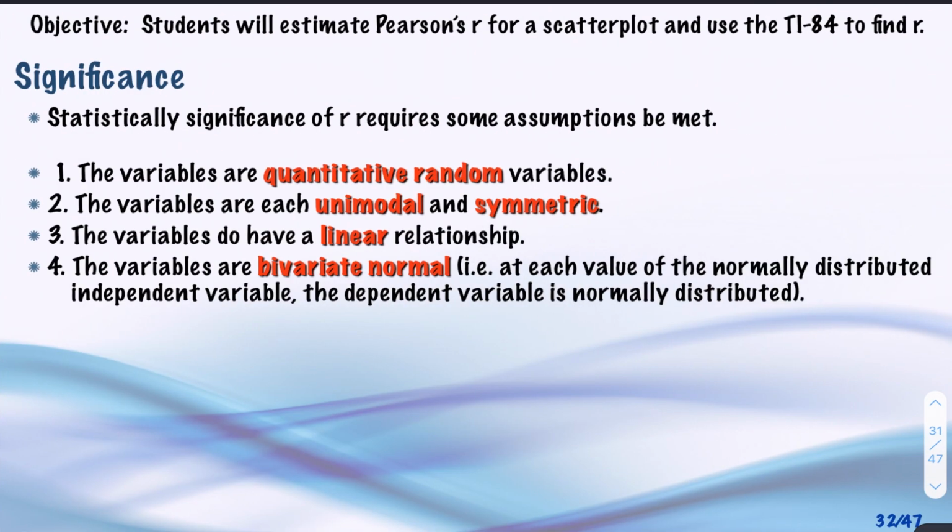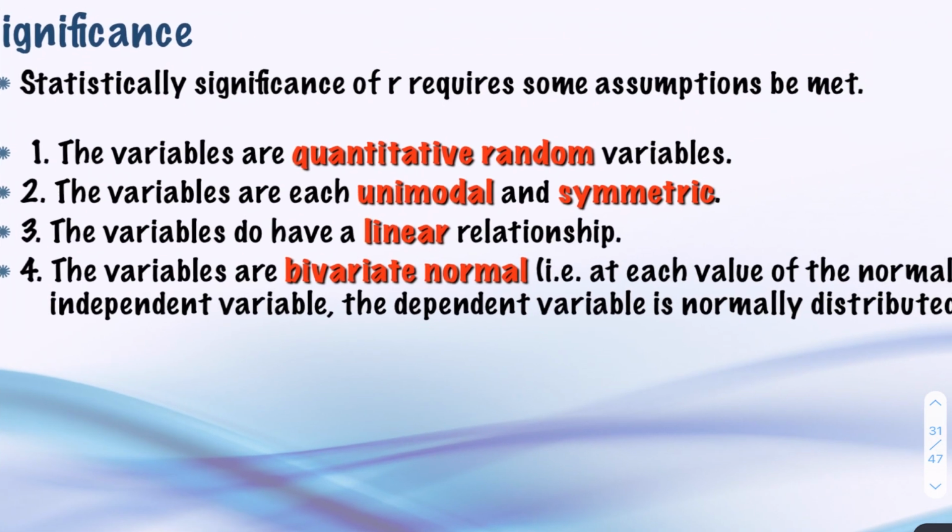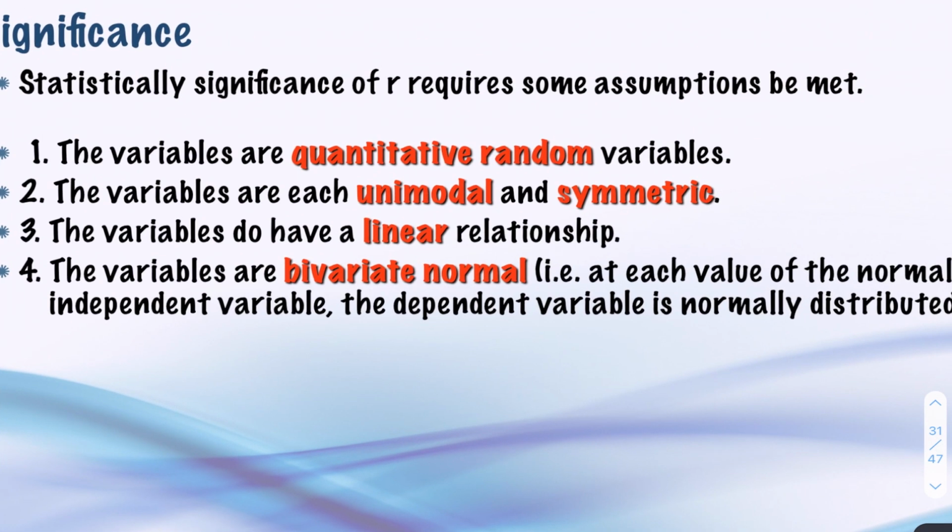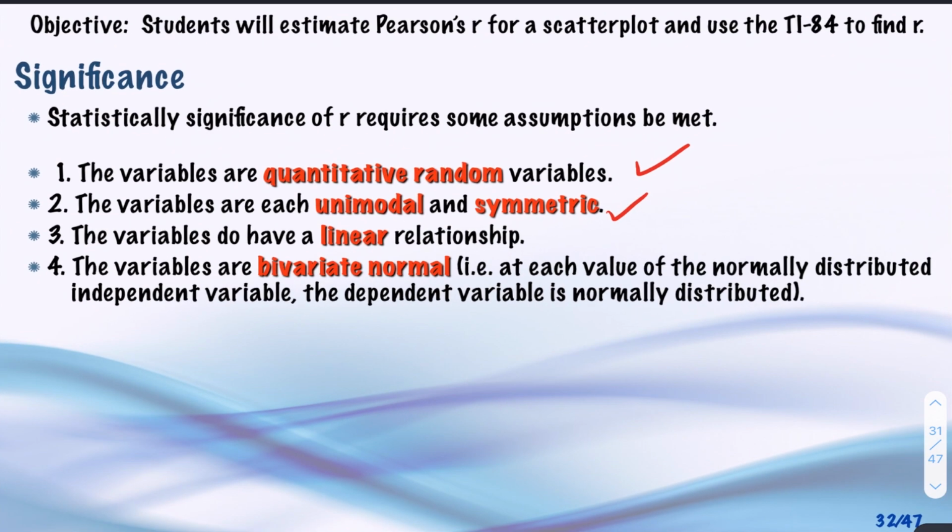So determining the statistical significance of R requires some assumptions to be met. First assumption: the variables we are looking at are quantitative. The variables are each unimodal and symmetric. We know how to check that, either from a histogram or a normal probability plot. More about that in Chapter 8.